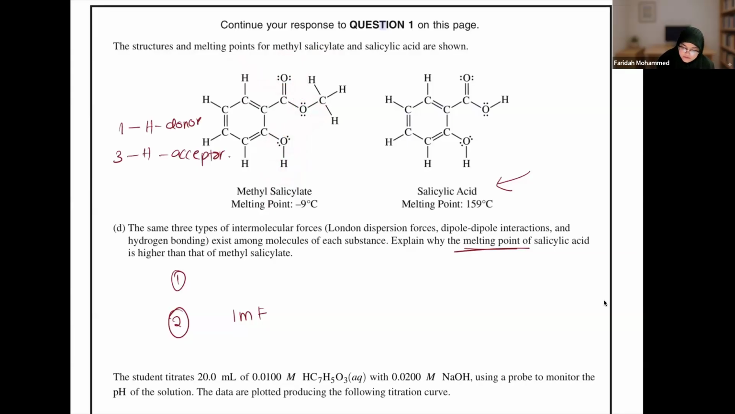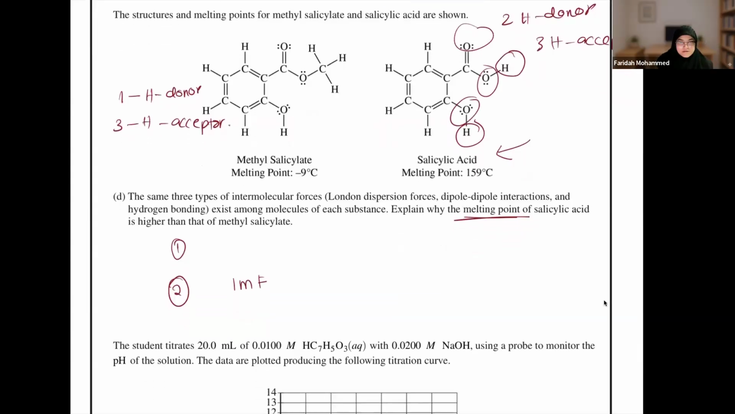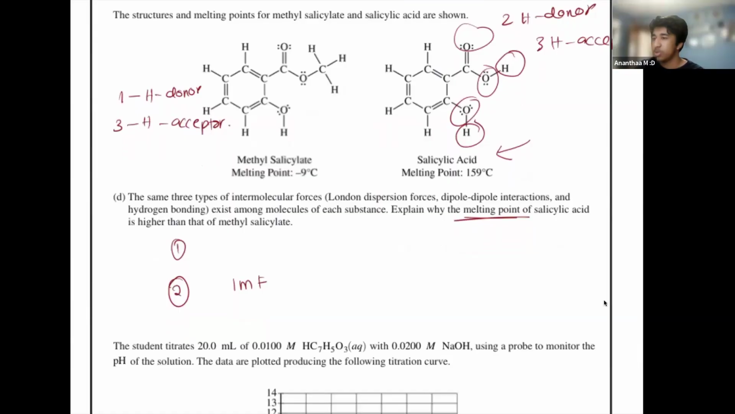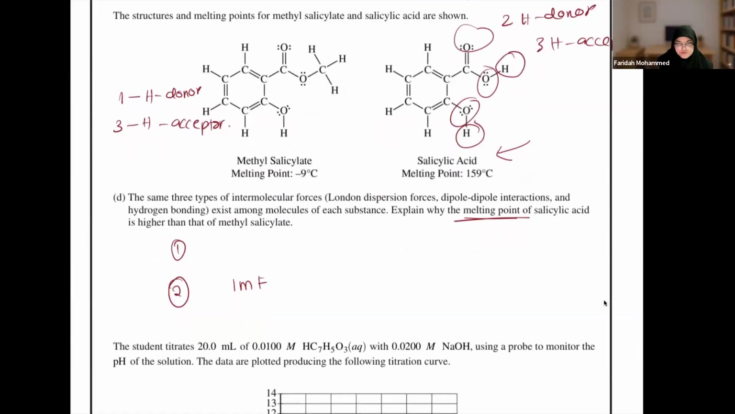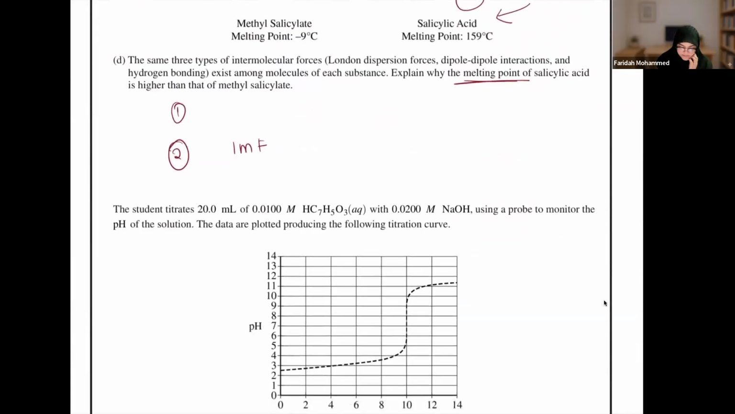This one, you have 1, 2, right? So you have 2 hydrogen donors and 1, 2, 3 hydrogen acceptors. But to make it simple, just say it has more hydrogen bonding sites. Any question? Make sense? How do the points work for this? Just 1 point. Just 1 point to state that it has more hydrogen bonding sites.